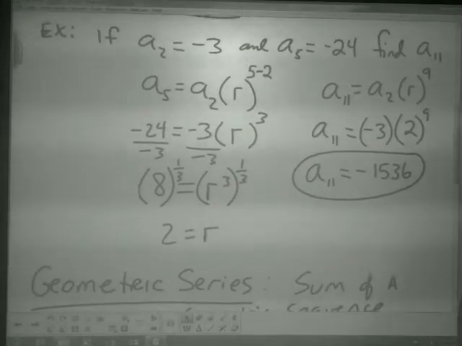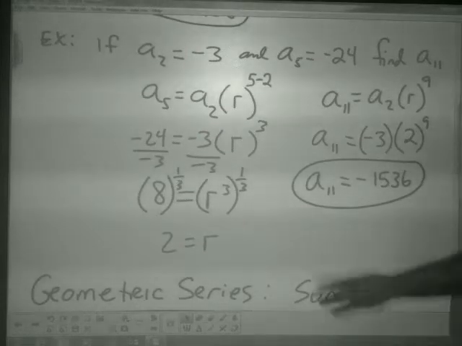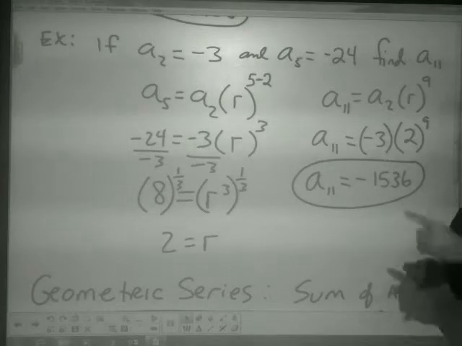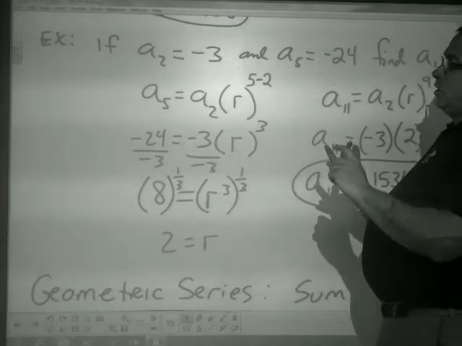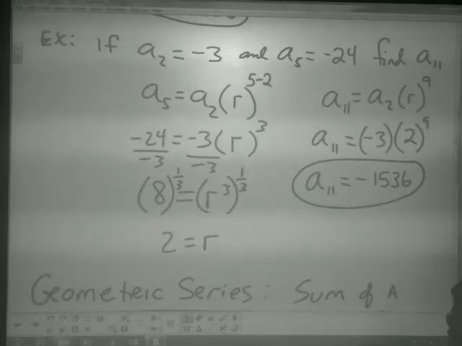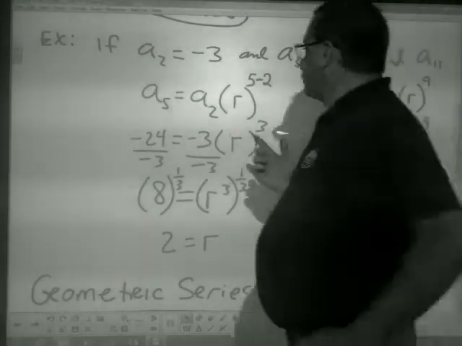Probably the hardest question is this one, in which they give you the second term and the 5th term, and they want to find the 11th term. So you don't know the first term. It's not easy to find the common ratio, okay? But let's look at how we could do it.